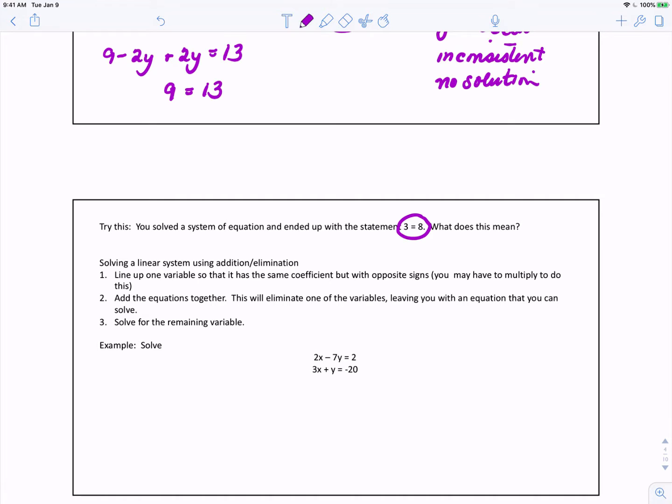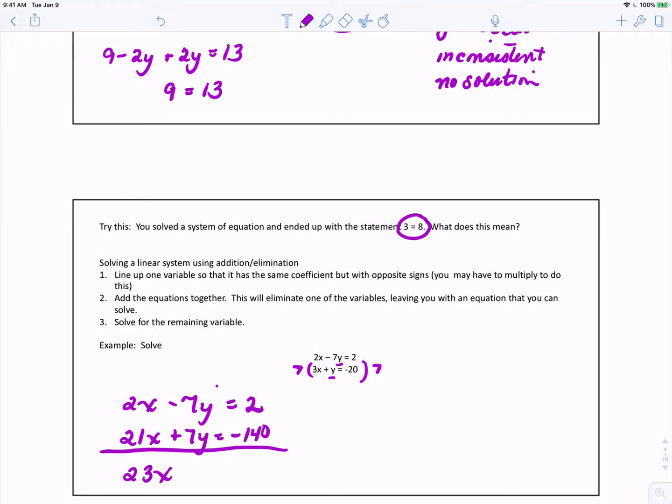So let's take a look at this example. What I'm going to do is line up the y's. Now notice that the first equation has a coefficient of -7, so I'd like the bottom equation to have a coefficient of +7. So I'm going to multiply both sides of that equation by 7. So now the system will look like this: 2x minus 7y is equal to 2, and 21x plus 7y is equal to -140. And now we're going to add the equations together.